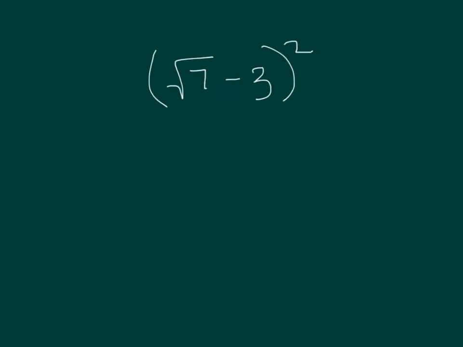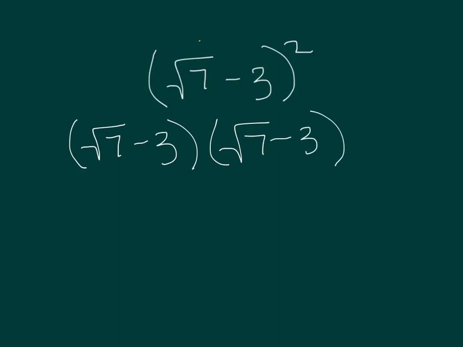Let's take a look at this problem. Our typical response is to distribute that 2n. However, if you remember from last semester, we can't do that due to this minus sign right here. So what we actually have to do in a problem like this is write it out twice and multiply it the long way. So when I write it out, it's going to look similar to this.